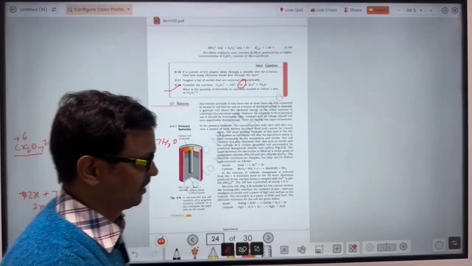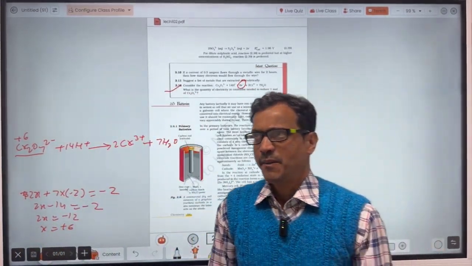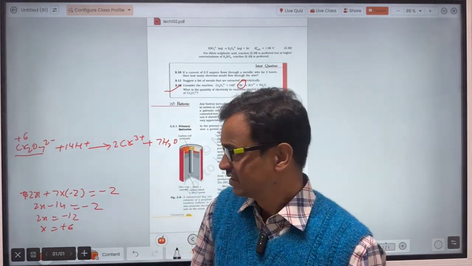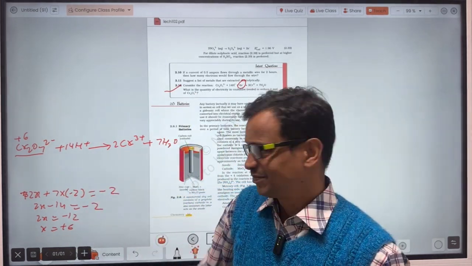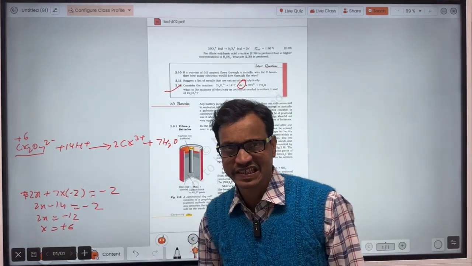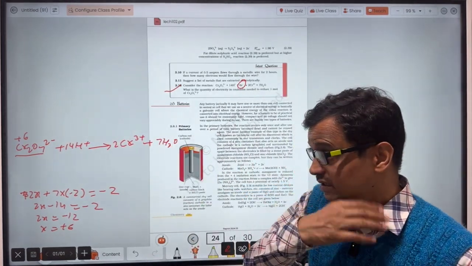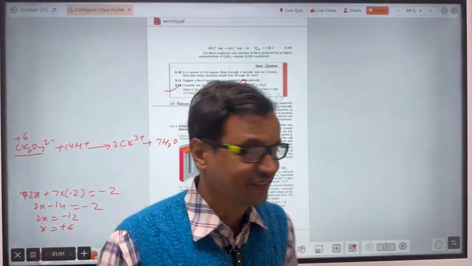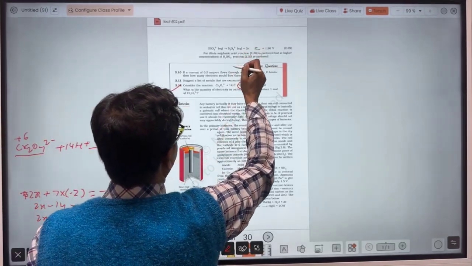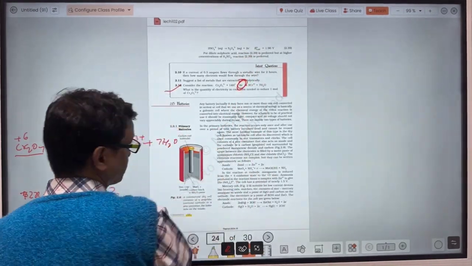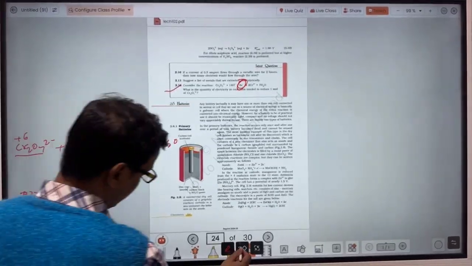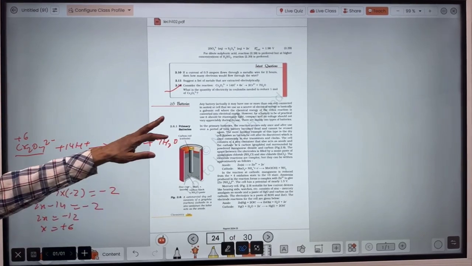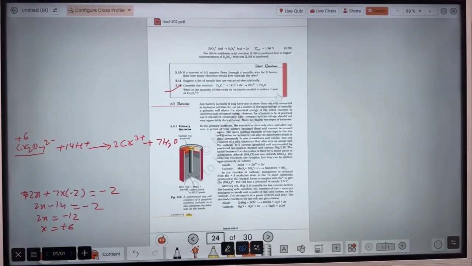So 1 chromium goes from plus 6 to plus 3. The oxidation number of chromium has changed from plus 6 to plus 3. That means 1 chromium has gained 3 electrons. Plus 6 to plus 3, so the change in oxidation number is 3. So 1 chromium has gained 3 electrons, and there are 2 chromium, so 2 chromium will gain 6 electrons. So that's why here it is 6, which will not be given in the JEE Main or NEET examination. That value of electrons you will have to calculate like this.